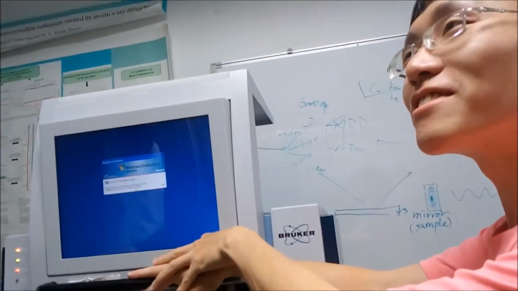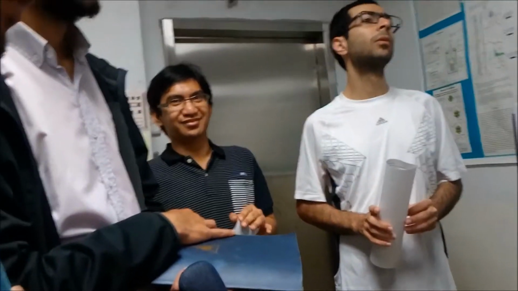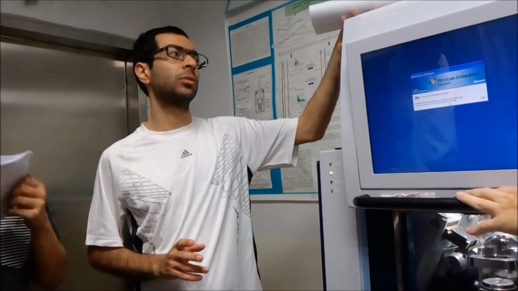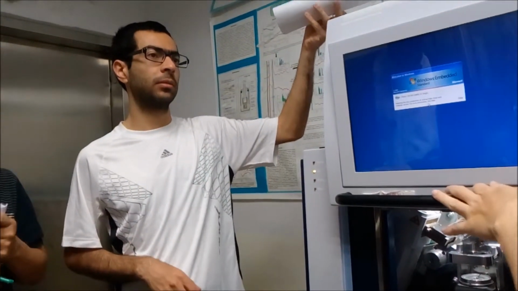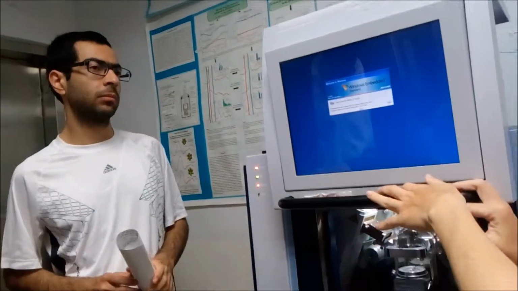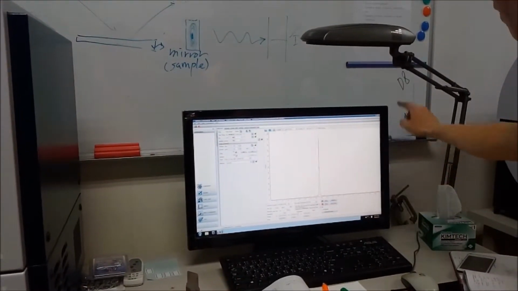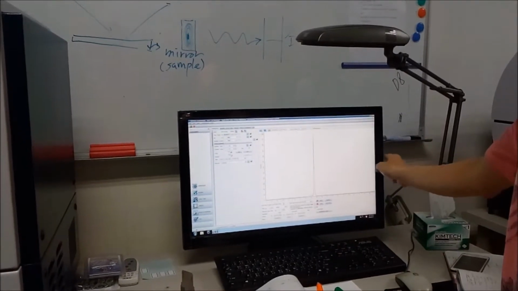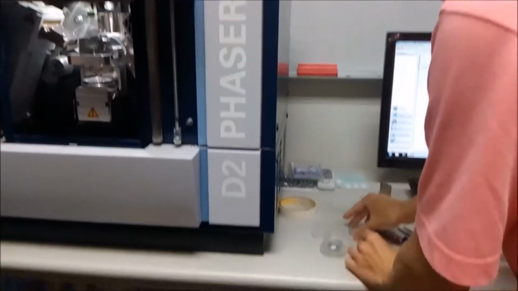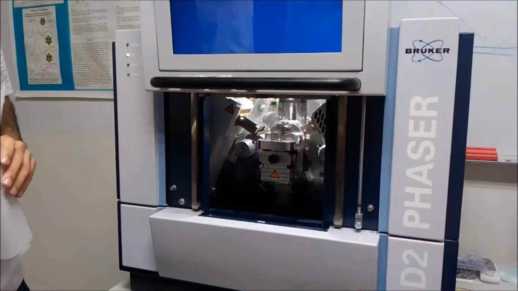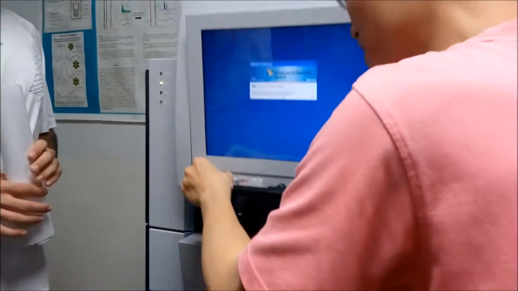Any question? About diffraction planes, 100 and 200. These two are the same, right? No, they are not the same. 100, in this case, goes there, and 200 goes somewhere else. I can show you, because diffraction comes from the laser beam.